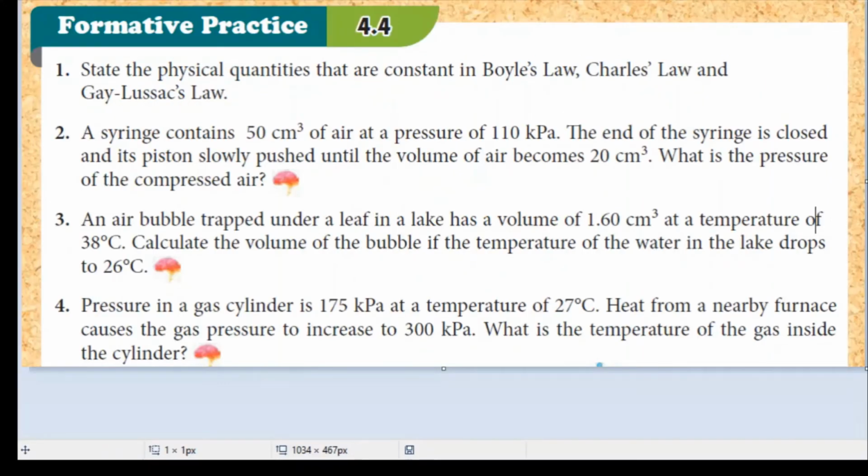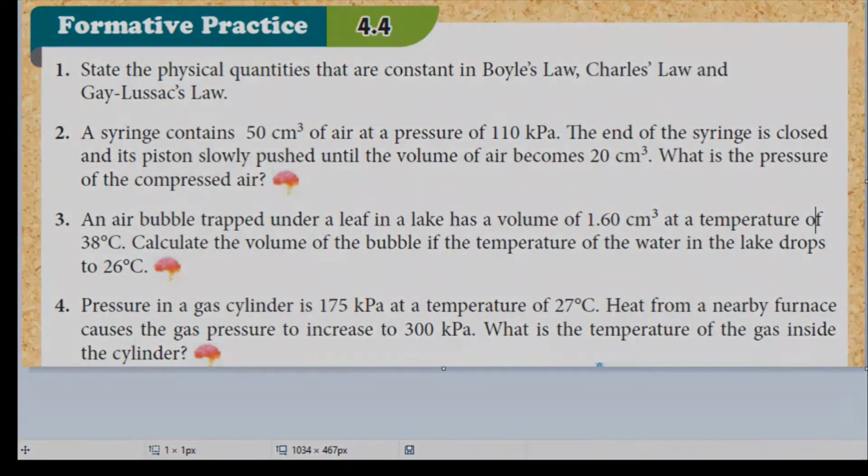Question 4. Pressure in a gas cylinder is 175 kilopascal at a temperature of 27 degrees Celsius. Heat from a nearby furnace causes the gas pressure to increase to 300 kilopascal. What is the temperature of the gas inside the cylinder? Now, look at the information provided in the question. The variables given are pressure and temperature, and the temperature is again in degrees Celsius. We need to convert to absolute temperature, which is in Kelvin.